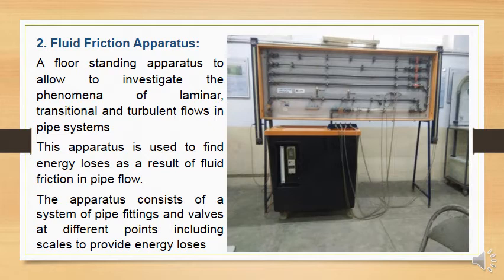It is a floor standing operators that allows us to investigate the phenomena of laminar, transitional and turbulent flows in a pipe system. Transitional means that one layer without disturbing the other is submerged within the other layer, but turbulent means that one layer of the flowing water disturbs the other and creates turbulent flow. This operators is used to find energy losses as a result of fluid friction in pipe flow.